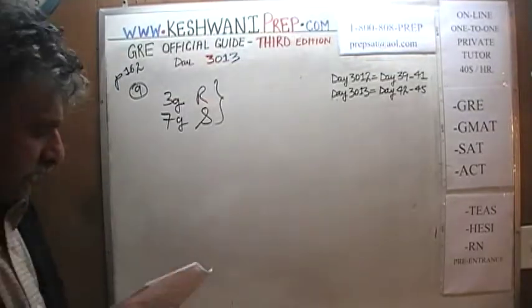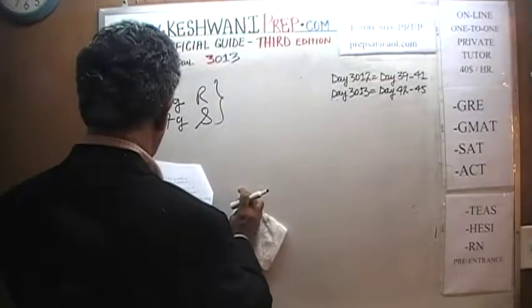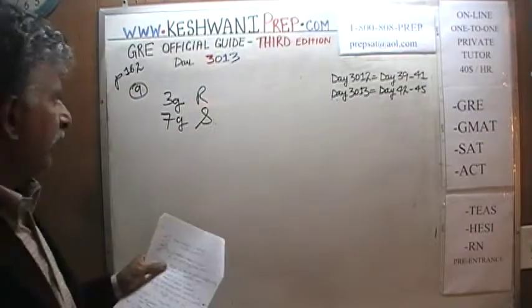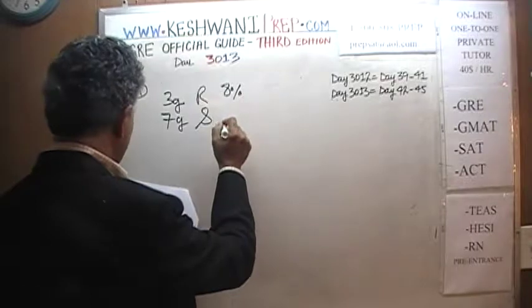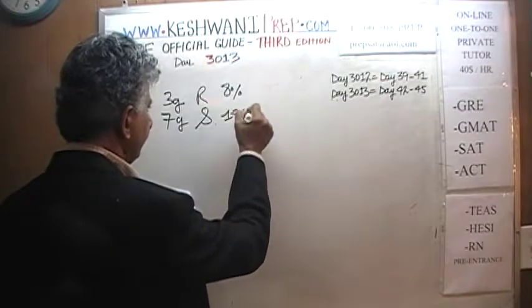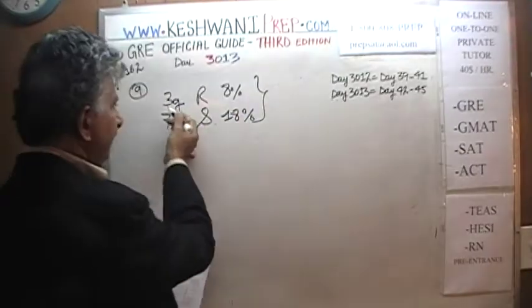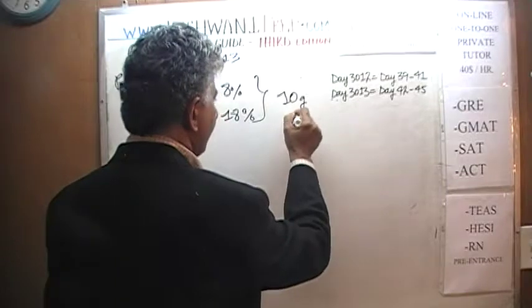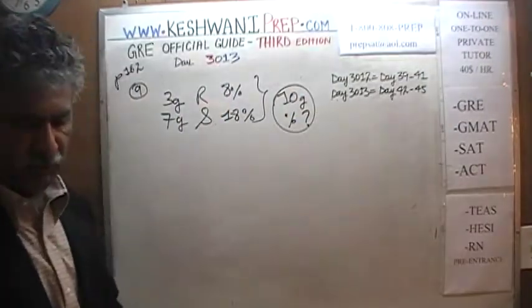We are told, I left out something very important. R we are told is 8% concentration, and S we are told is 18% concentration. And we're going to mix them together. Obviously, it's 3 grams and 7 grams. We're going to have 10 grams at the end. The question is, what is the concentration level of the final mixture? How strong is the final mixture?